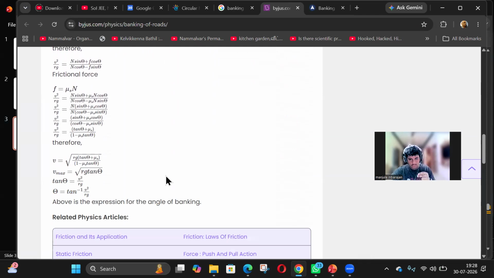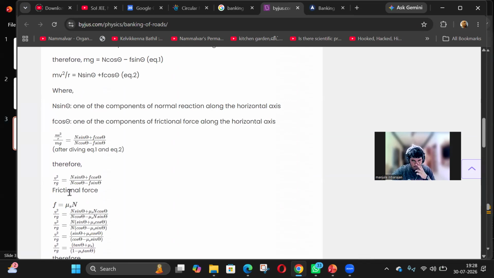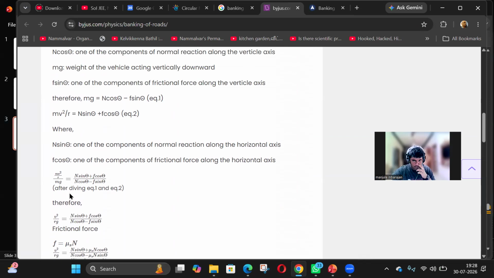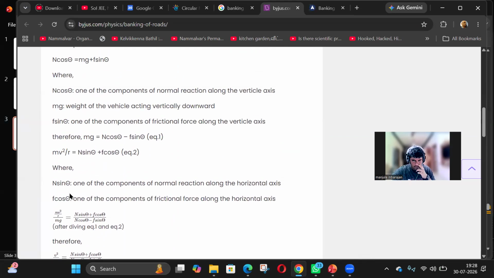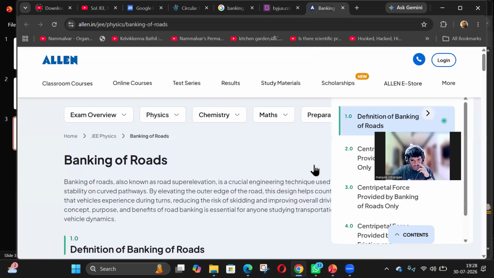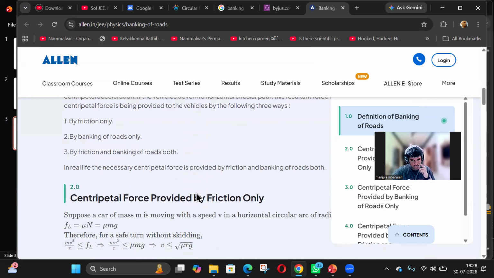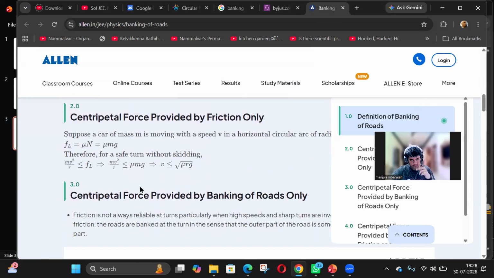The speed cannot be too low, otherwise it will slip downwards. So there has to be a minimum value. So velocity has to be greater than this V min. And also it cannot be too high because it will skid outwards. So velocity has to be less than this one. This is V max.